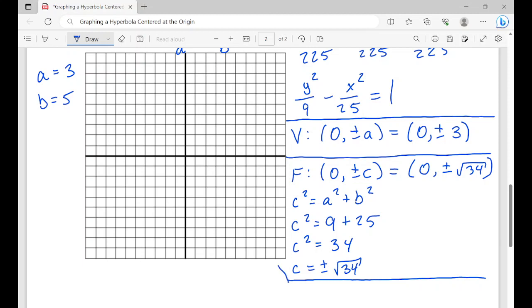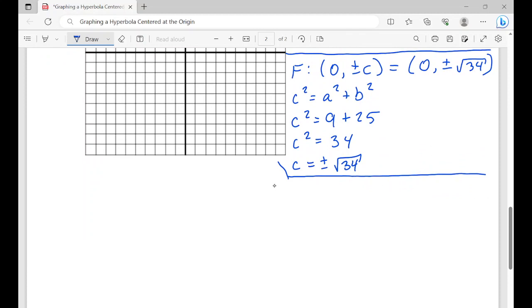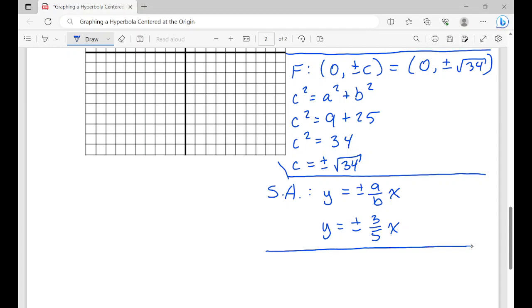Simple, easy enough. Last, I'm going to do my asymptotes, my slant or oblique asymptotes. So SA for the slant asymptote. And that is in the form of y equals plus or minus a over b x. So this one is a over b, whereas the other one was b over a. And I know my a and b as 3 and 5 respectively. So y equals plus or minus 3/5 x. And those are my two slant asymptotes.